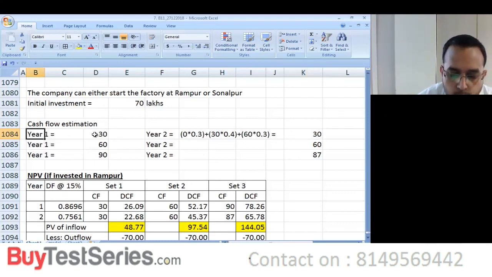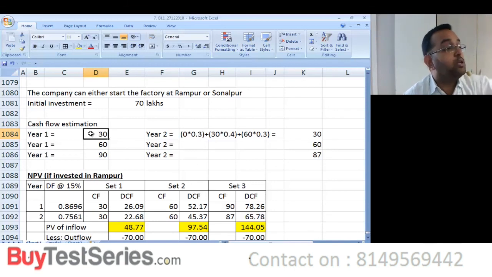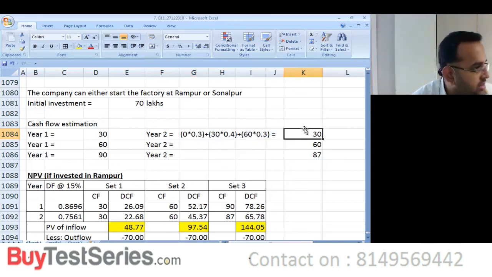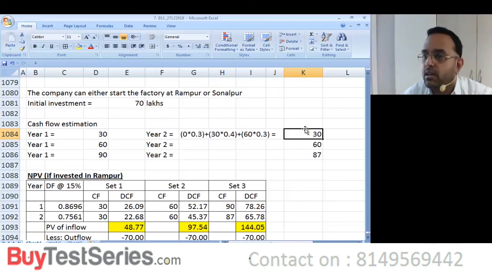First year, the moment you end up with 30, you'll start asking yourself, what eventually will happen in second year? Second year, only these 3 probable cash flows are there. So you will tell yourself that on an average, I'll make only 30. Instead of making this 30, you will sell that project and get 45, correct? You can sell that project at the end of first year at 45, isn't it? So instead of 30, the cash flow will change here. Sonalpur, this will be 45.